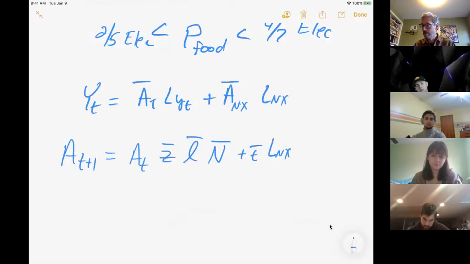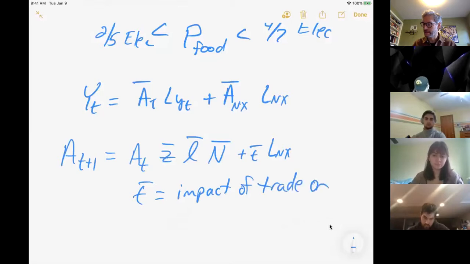That says that the amount of people working in the export sector also has an impact, where T bar here is the impact of trade on ideas. That's probably not the most clever or insightful way of doing this, but you could do something like this.